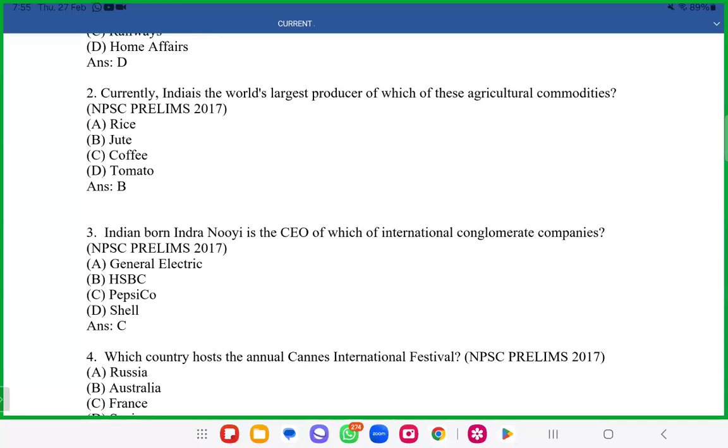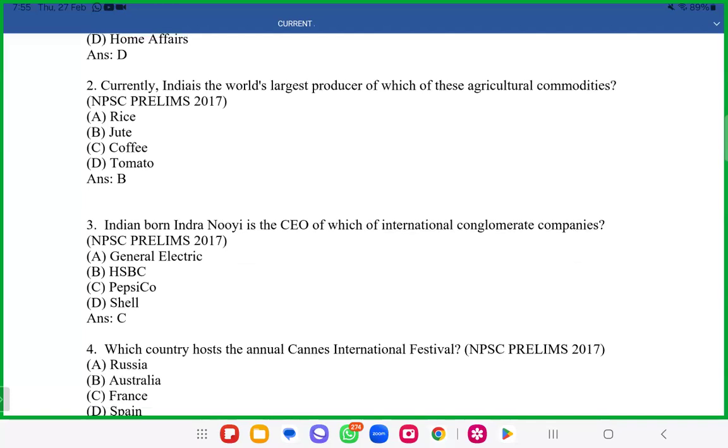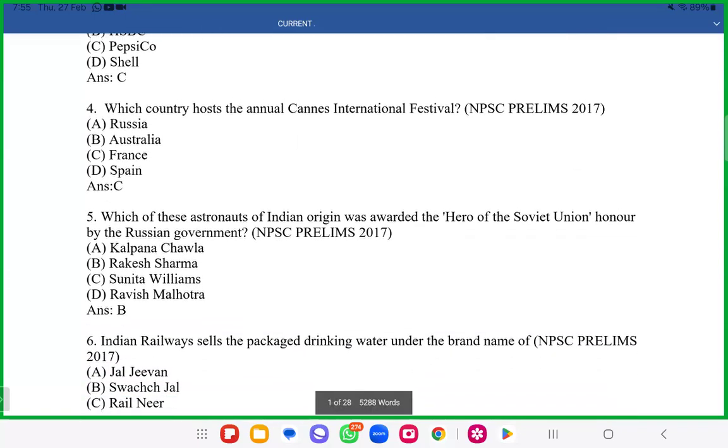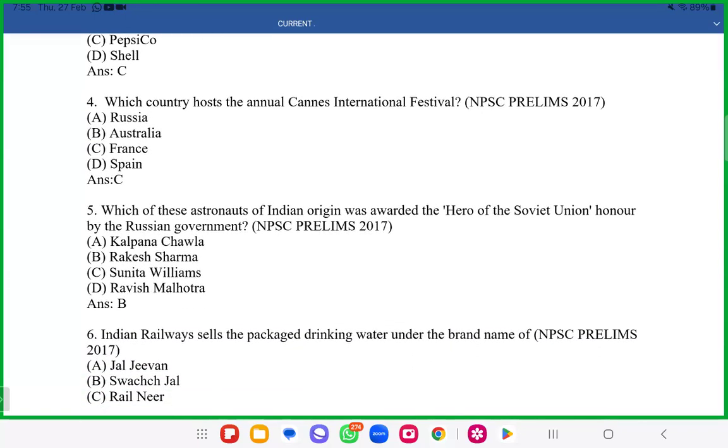All right. Currently, India is the largest producer of which of these agricultural commodities in 2017? Then Indian-born Indra Nooyi is the CEO of which international conglomerate company? They are previous years' questions, like I said. Which country hosts the annual Cannes International Festival? Okay, so we have the... what is this?